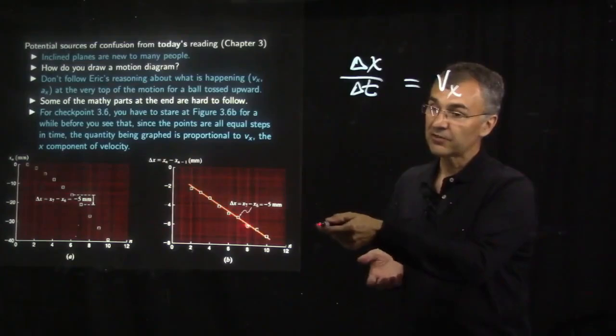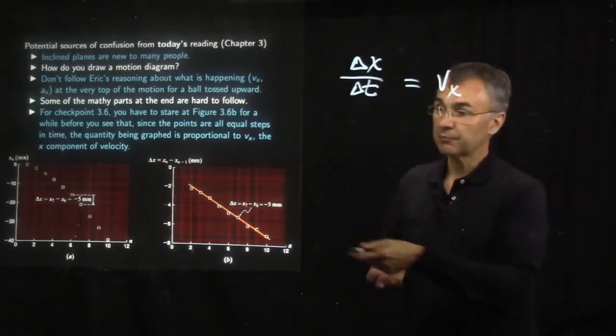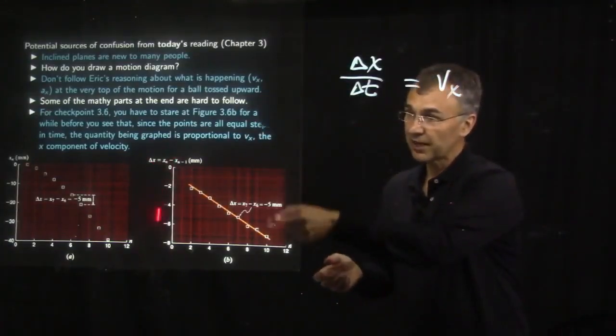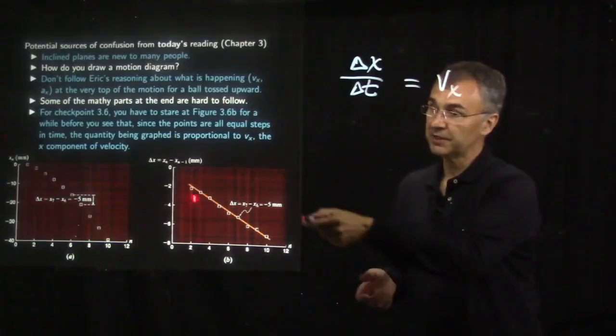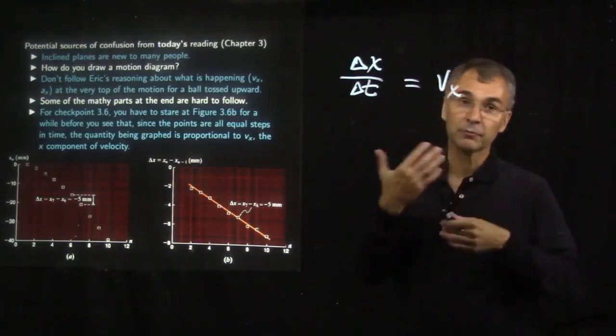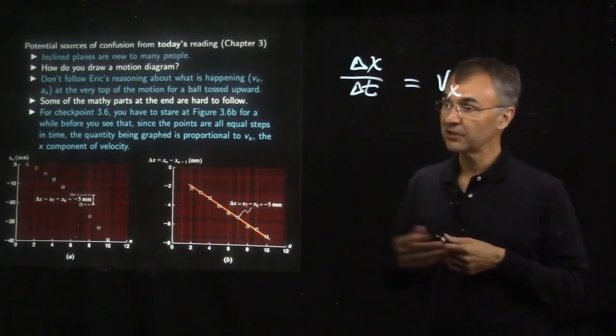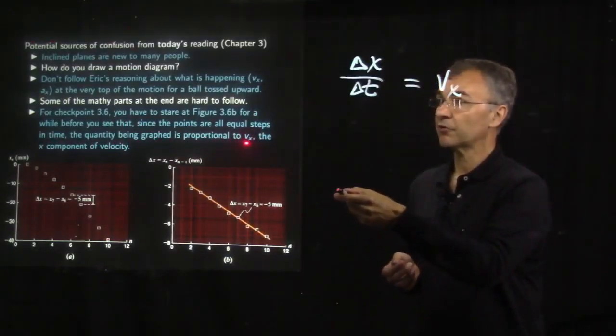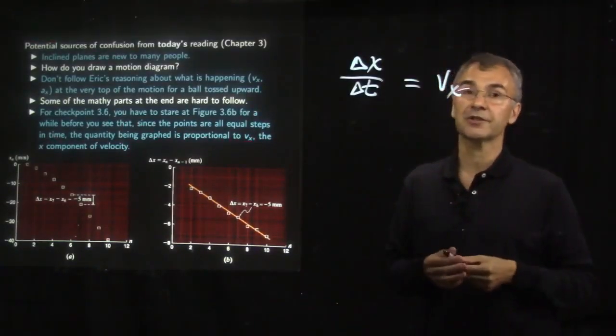But you're wondering, why is this a straight line? It's kind of tricky. It's a straight line because this delta x is really like delta x per unit time. So really what you're graphing on the vertical axis in figure 3.6b is dx/dt, or at least something proportional to dx/dt. So that's pretty tricky if you want to know why that worked out to be a straight line. Because the points are all equal steps in time, the quantity being graphed is proportional to v sub x, which is the x component of velocity. So it's kind of a bonus.